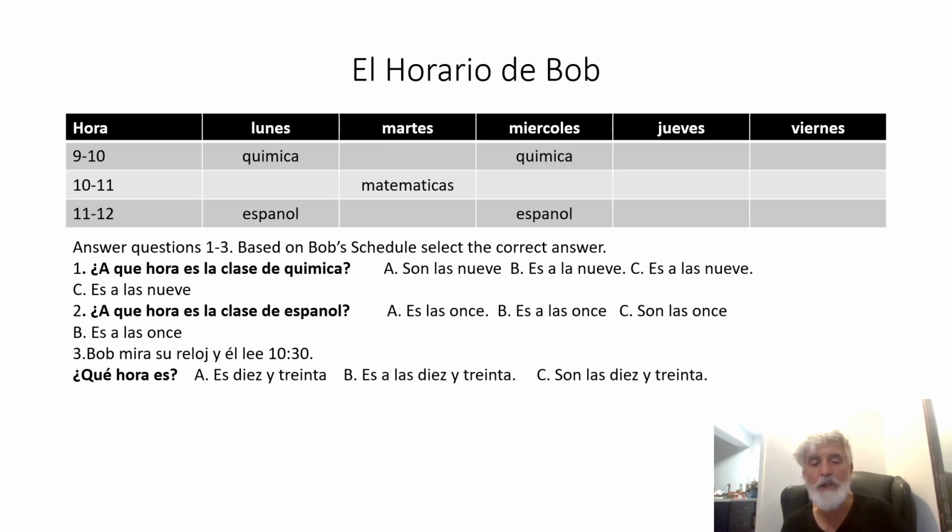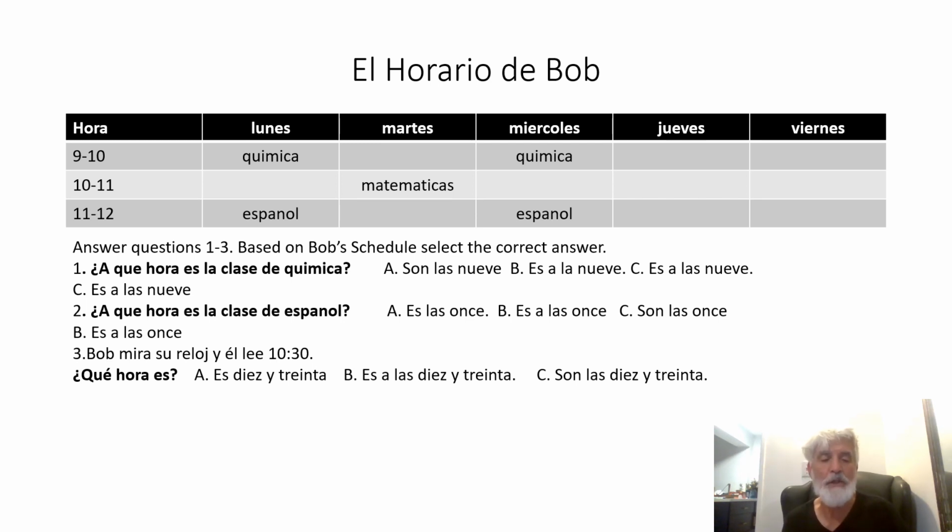Let's look at question 3. It first gives us a little scenario here. We should be able to understand what this basic sentence says. Okay. Bob mira su reloj. Reloj means watch or clock. So mirar is to watch. So Bob looks at his watch. Y él lee 10:30. So y means and, él, he, lee is the verb leer, he reads 10:30.